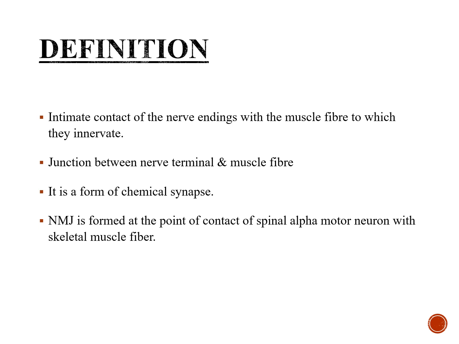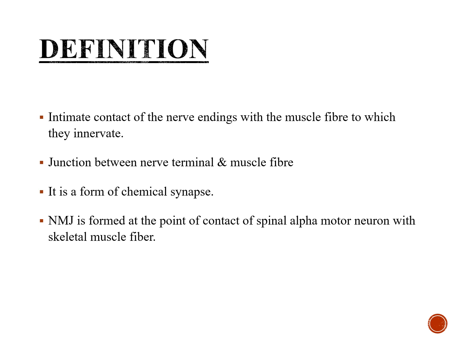And what is the definition of neuromuscular junction? Neuromuscular junction is also known as myoneural junction, and it is the intimate contact of the nerve endings with the muscle fiber to which they innervate. So it is simply a junction between the nerve terminal and the muscle fiber.